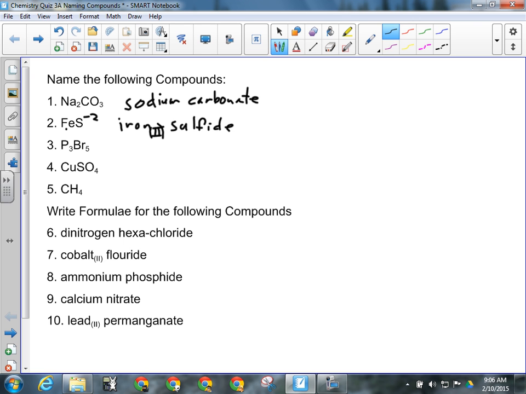All right, number 3 is a molecular compound because they're both non-metals. So this name is going to require some prefixes. So we're going to be looking at triphosphorus, okay, pentabromide.